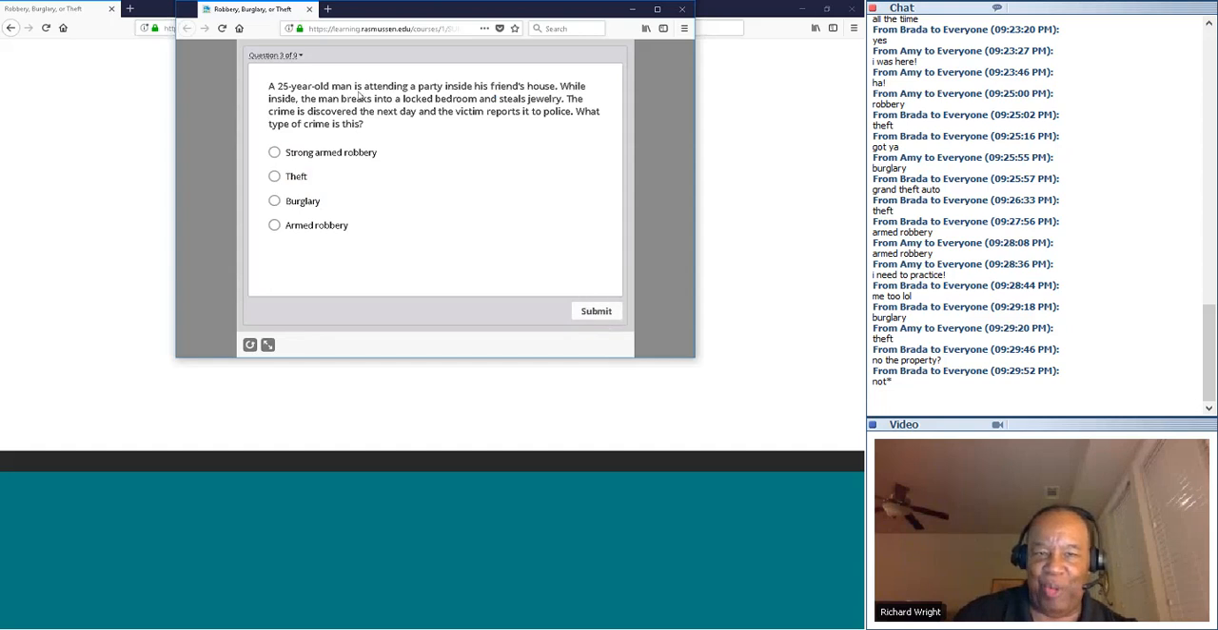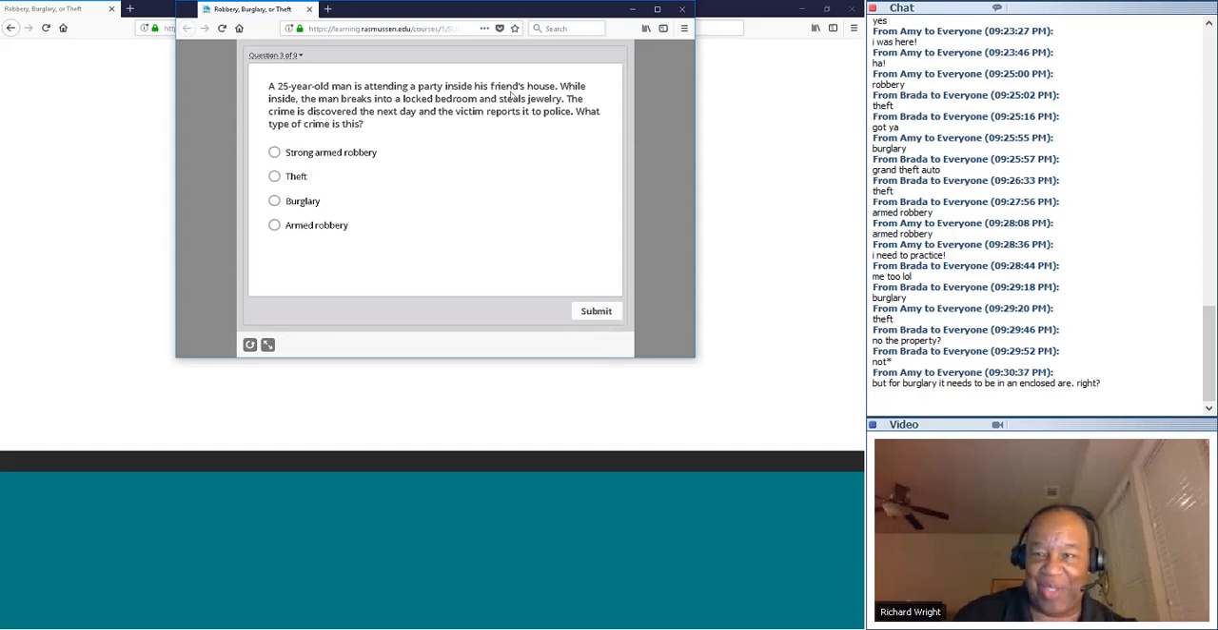A 25-year-old man is attending a party inside his friend's house. Well, that's a good question. Enclosed. I don't think so. I don't think it has to be enclosed. It's just private property. On most residences that have yards, and then they have a sidewalk, and then they have an outer yard. Does the outer yard count as their property generally, yes or no?